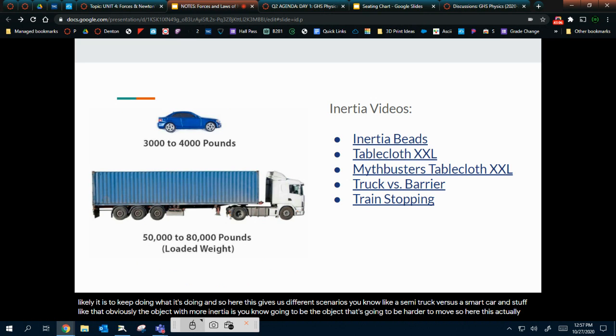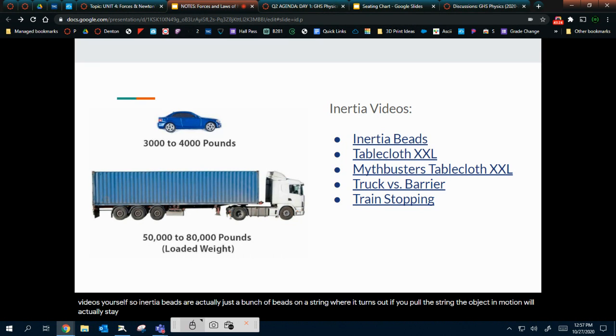So here, this actually gives us a couple of videos. I'm not going to play any of them in class. I might later at the end of class, but y'all can click on these links and watch the videos yourself. So inertia beads are actually just a bunch of beads on a string where it turns out if you pull the string, the object in motion will actually stay in motion. It's a pretty neat video here. Then we have two about the tablecloths, which I did the tablecloth trick on Friday. And then these last two are kind of objects that are in motion.